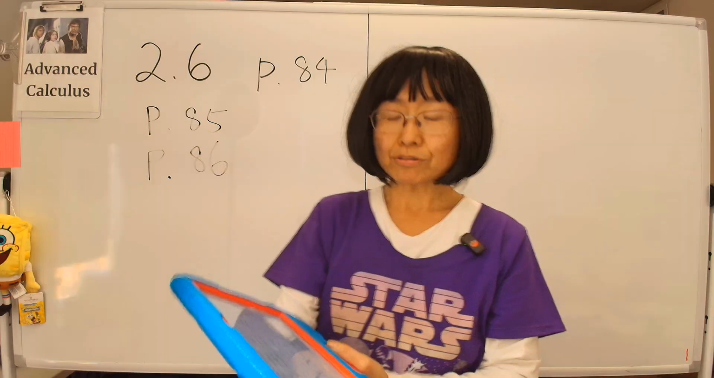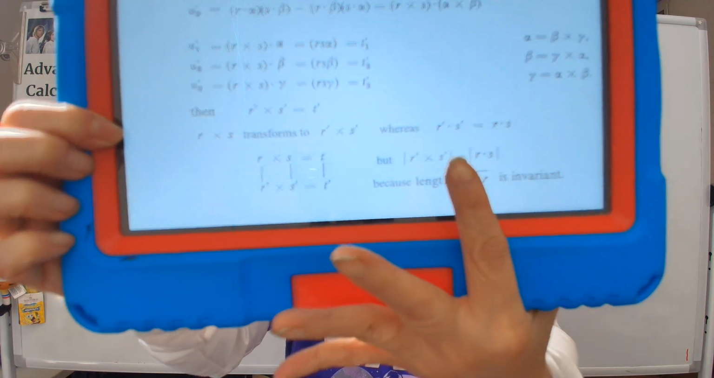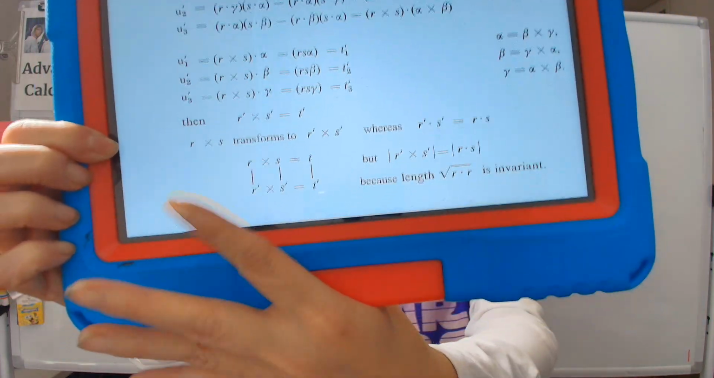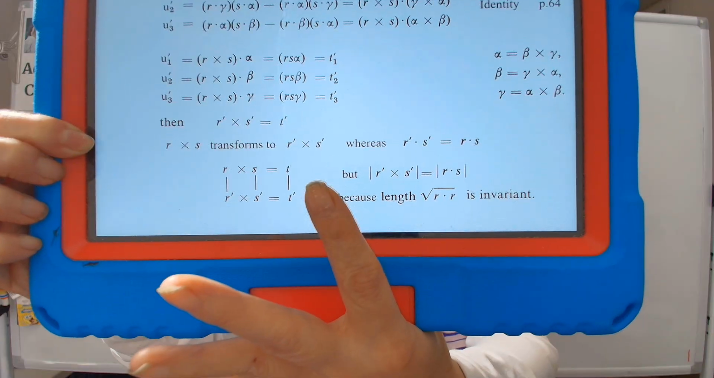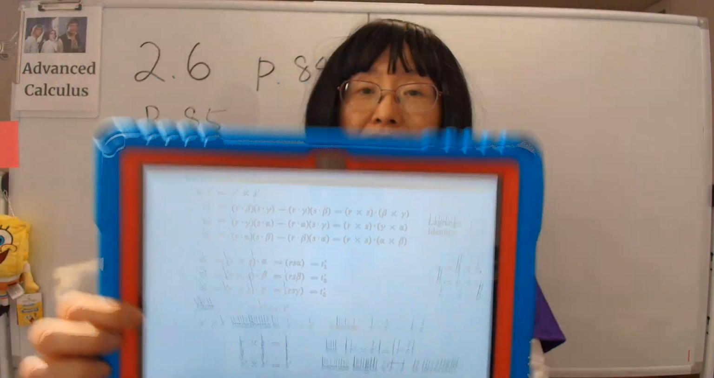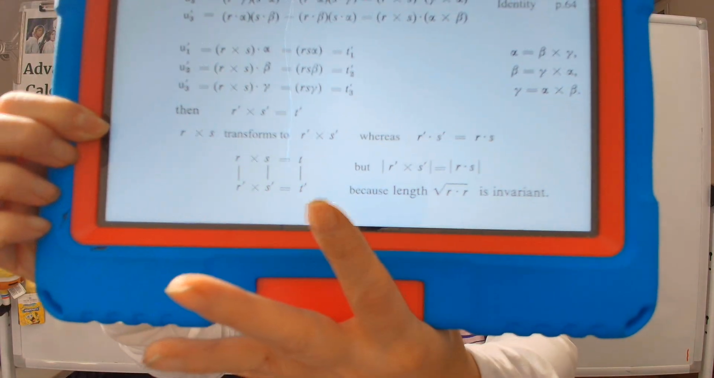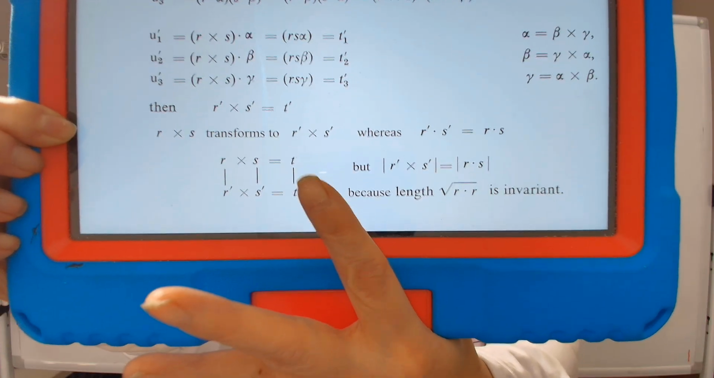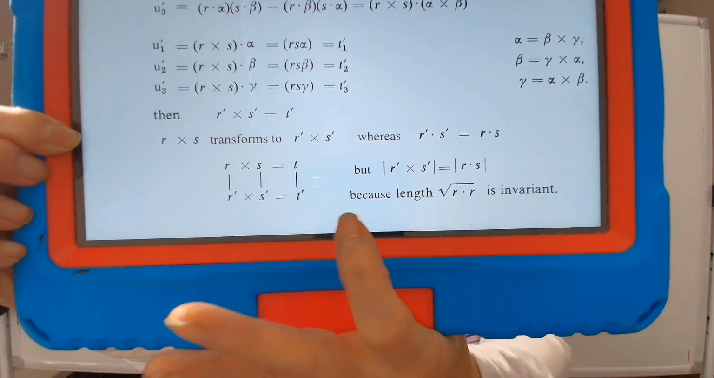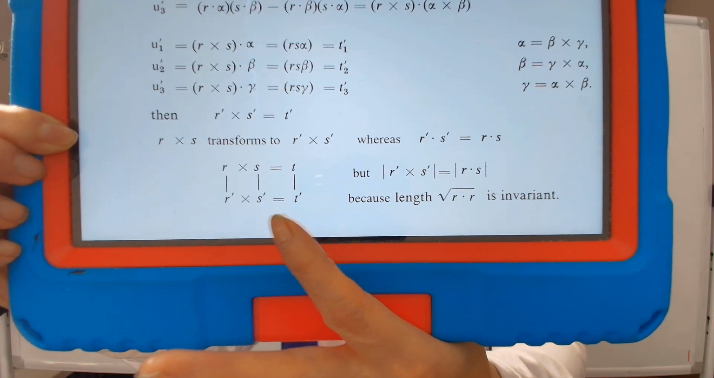In other words, unlike the dot product, we have just learned that the dot product R prime dot S prime is equal to the good old R dot S. However, R cross S does not equal R prime cross S prime directly. It only transforms to it under the rotation. So that's how it is invariant in that sense, but they are not the same vector. They only transform to each other during the rotation. So this is the situation that is to be remembered.